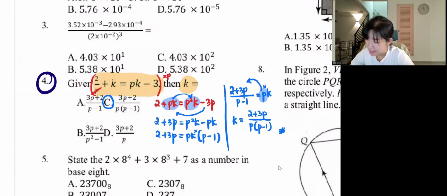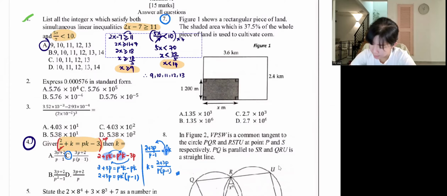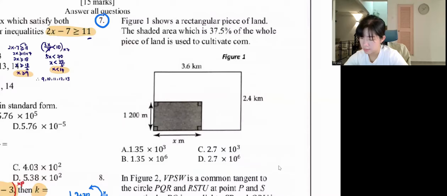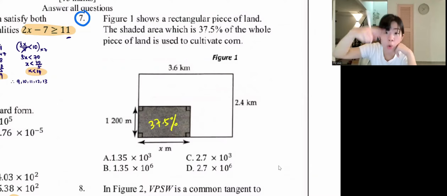Okay. Next question. Now, I want to do number 7. Okay, look at 7. It shows that a rectangular piece of land, the shaded area is 37.5% of the piece of land, which is used to cultivate corn. So, what is x? You have to find x in meter. So, this shaded area is actually 37.5% of the whole land.